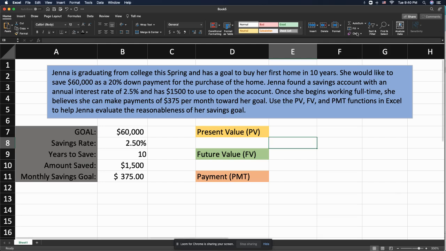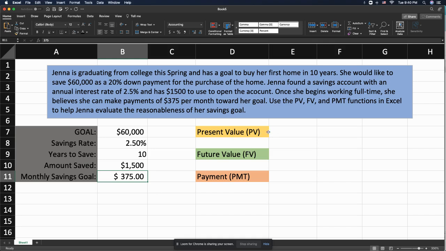So off to the left here, we have the different information given in the problem. She has a goal of saving $60,000 for her down payment. Her savings rate is 2.5%. She would like to save this in 10 years. Right now, she has $1,500 saved up to start the account, and she hopes to put away $375 per month.